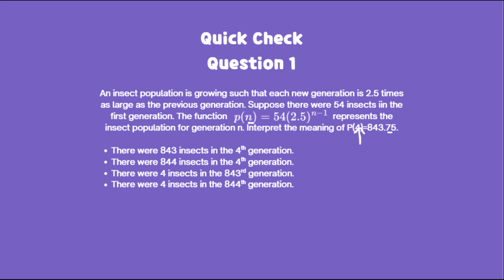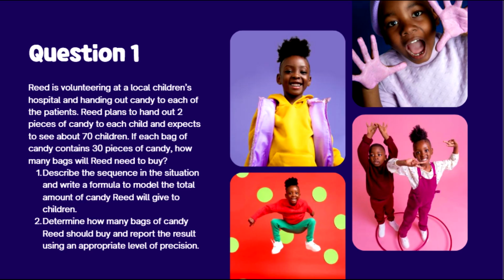Okay. Question number 1, this is your turn. Reed is volunteering at a local children's hospital and handing out candy to each of the patients. Reed plans to hand out 2 pieces of candy to each child and expects to see about 70 children. If each bag of candy contains 30 pieces of candy, how many bags will Reed need to buy? So first, describe the sequence in the situation and write a formula to model the total amount of candy Reed will give to children. And second, determine how many bags of candy Reed should buy and report the result using an appropriate level of precision. Pause it, figure it out, come back.